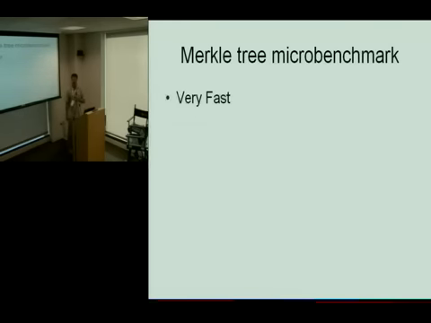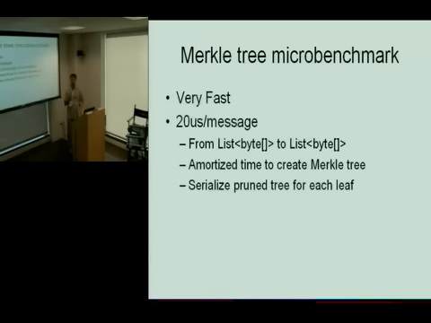And Merkle trees are insanely fast. So the actual Merkle tree itself is about 20 microseconds a message to act. That's the amortized cost of, if you have between 10 and 10,000 messages. It costs to build the tree and also to build and serialize the proofs for each one. That's from basically a list of blobs to a list of signature blobs, all serialized. And here I serialize one tree for each leaf.